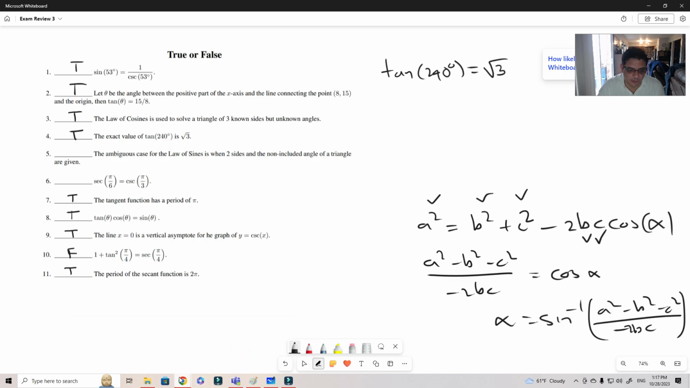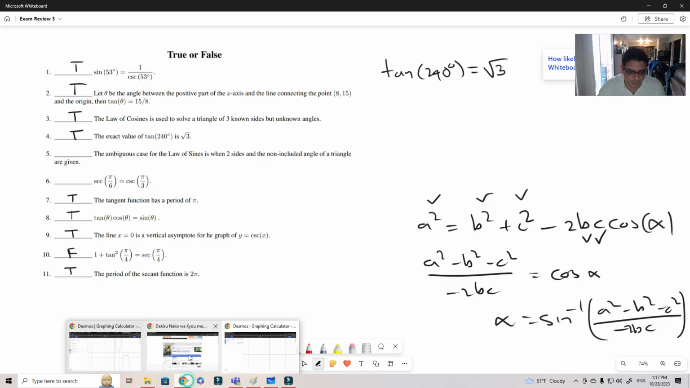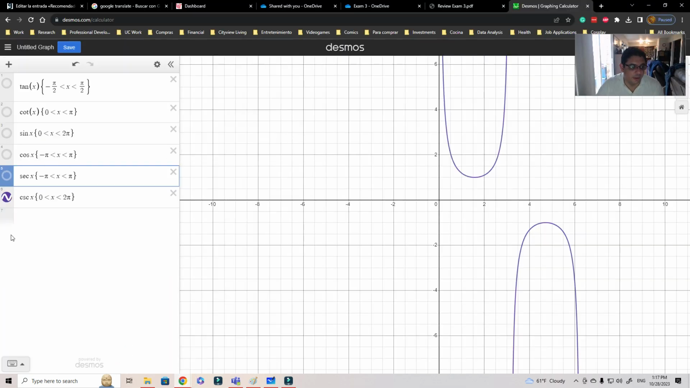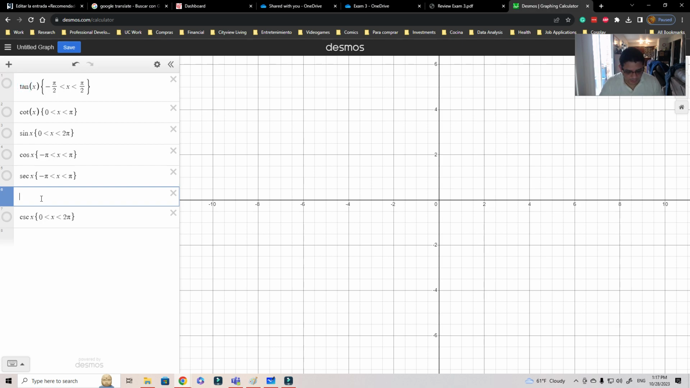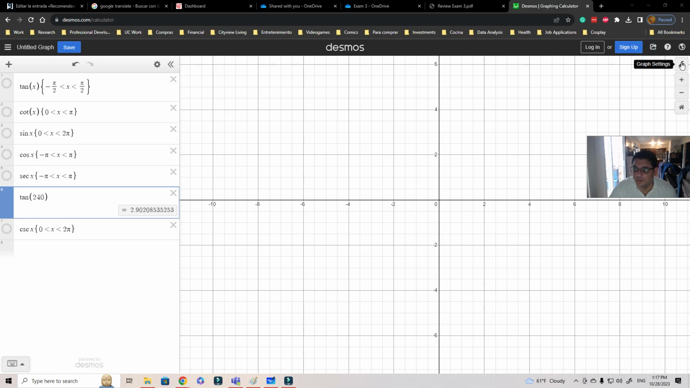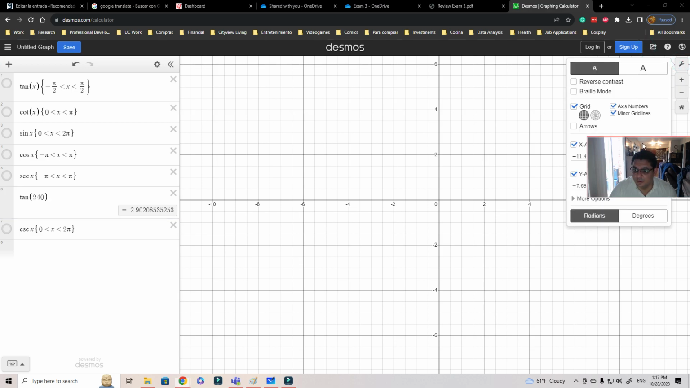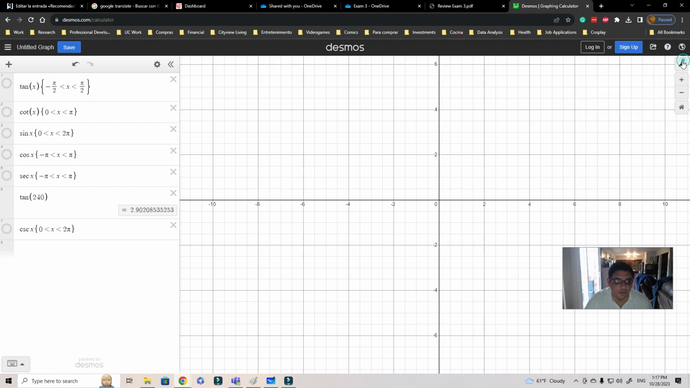So you can see that here from the calculator. Let me get the calculator. Okay, I'm going to do tangent of 240. And I think I need to fix this to degrees. No, these are the graph variants over here. Okay, never mind.